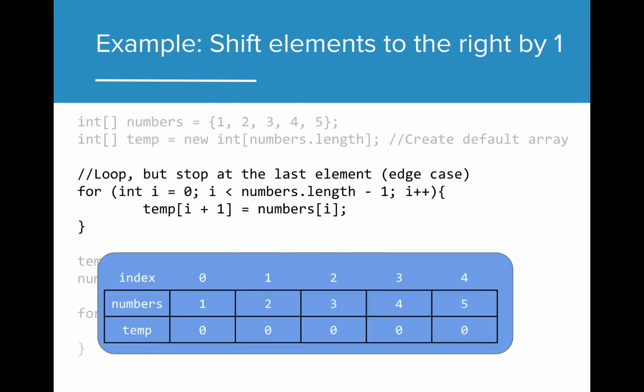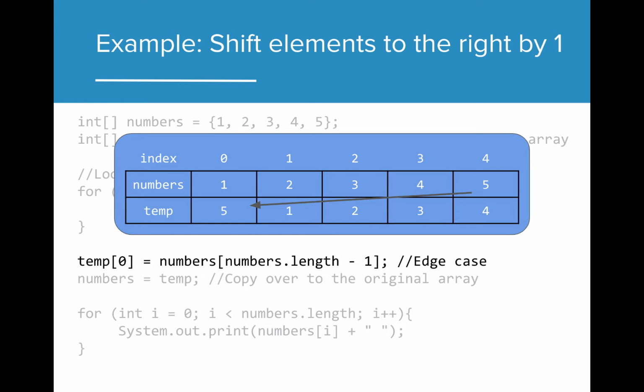At the start of our loop, we see that the temp array is initialized with default values. Our first pass through the loop maps number 0 to temp 1. In this case, the number 1 into temp index 1. Next, the number 2 gets mapped to the right one space in the temp array, followed by the 3, and finally the 4. Notice now we are at the end of our temp array, but not the end of our numbers array. We now need to deal with this edge case.